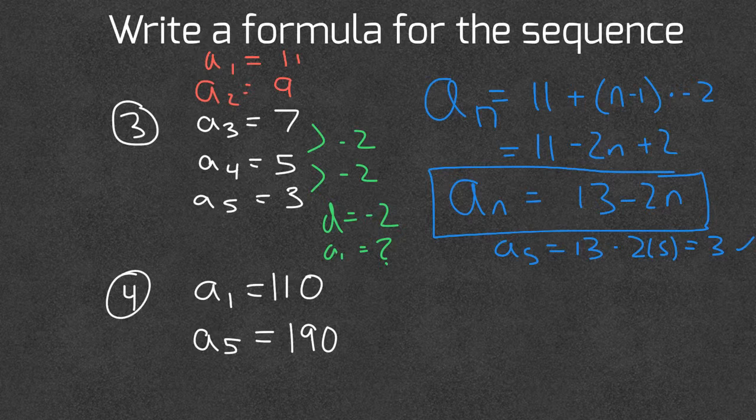All right, finally, a1 equals 110 and a5 equals 190. So I've skipped a bunch of terms. So in this problem, I already know a1. So for my formula, I have a1 equals 110, but I don't know the common difference. So I have to try to find that.